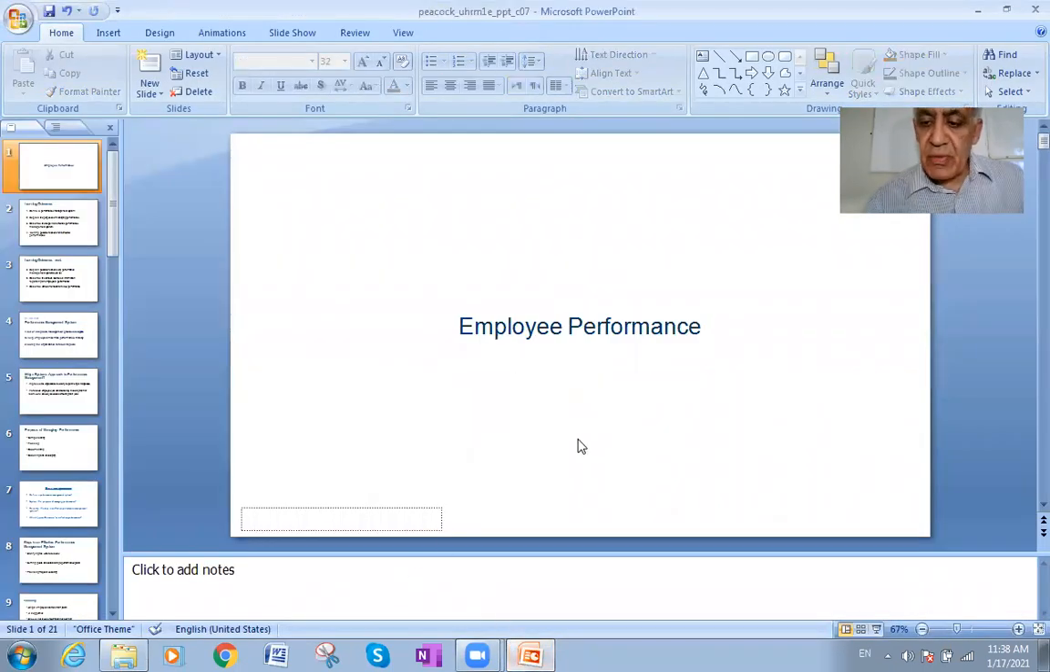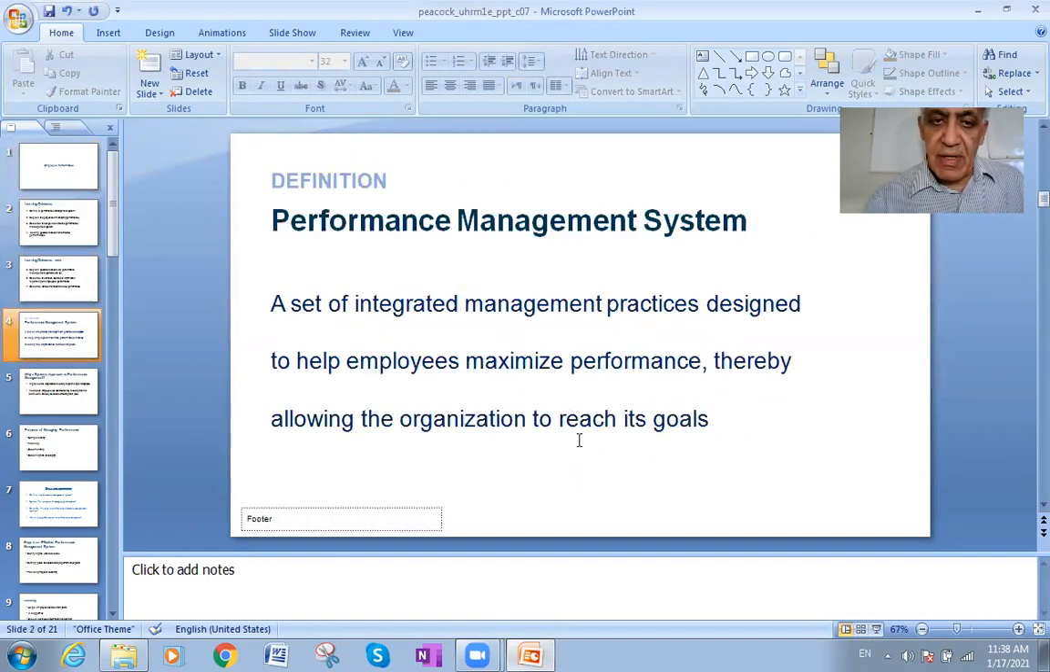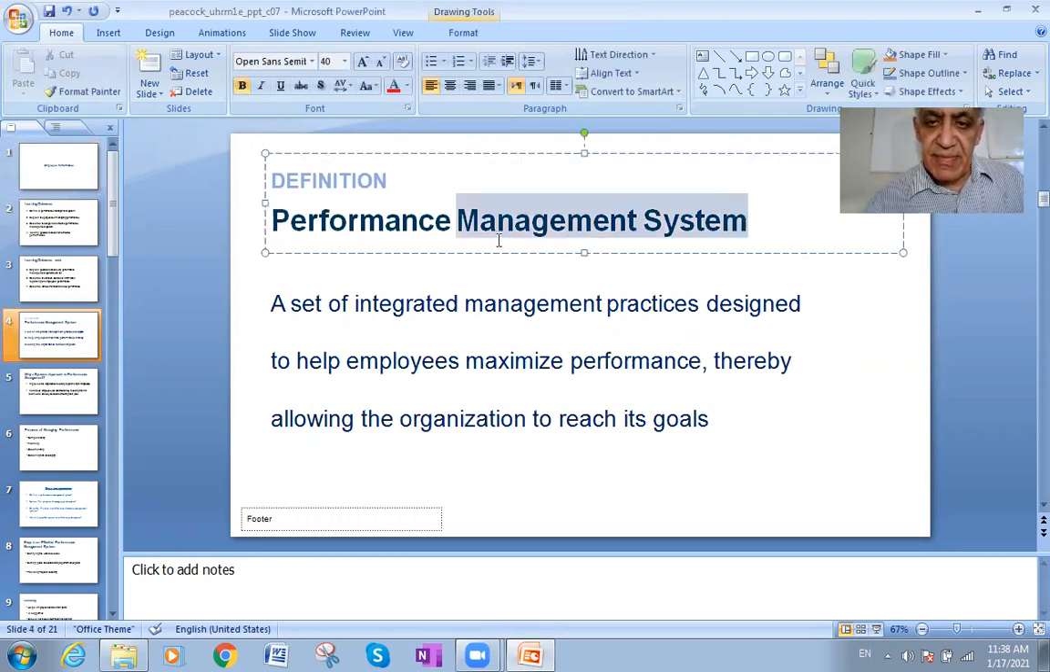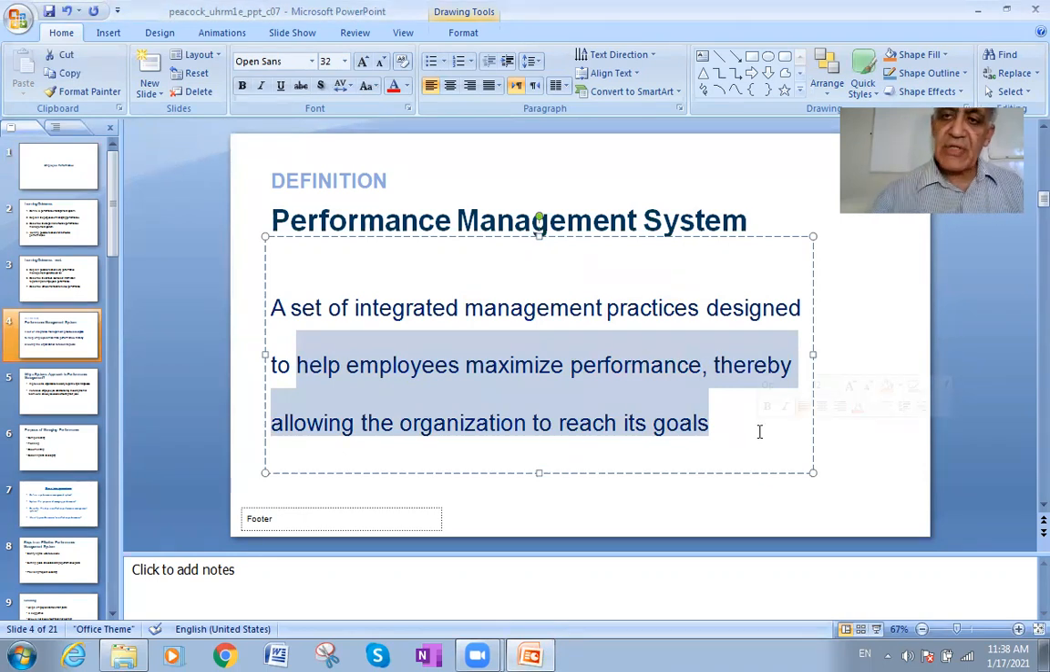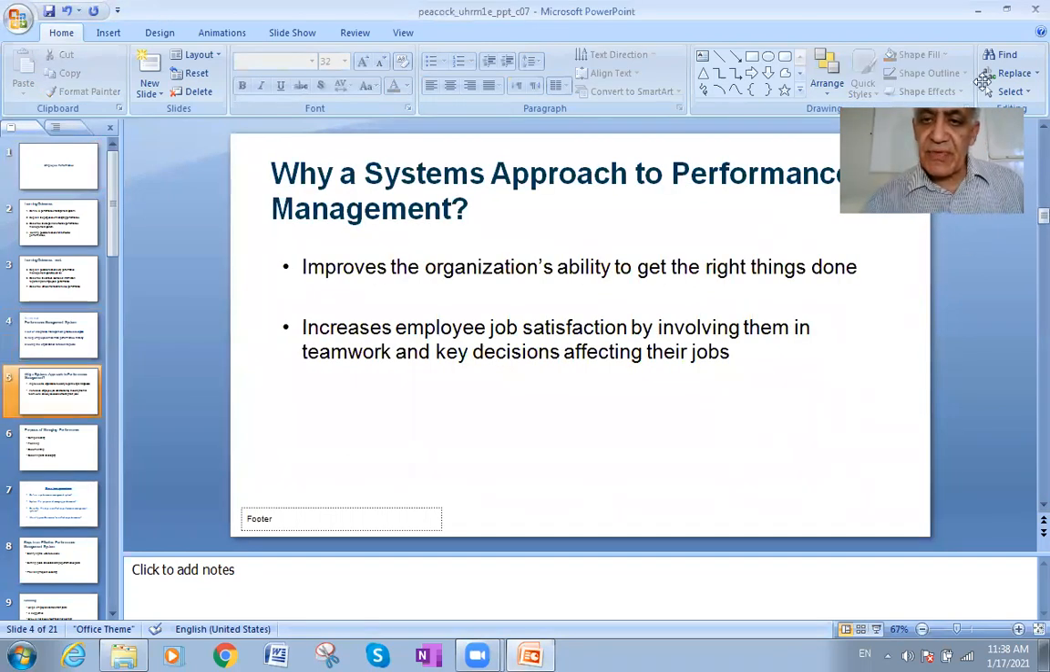So now, how will we evaluate the employees' performance? Let us go for the performance management system and check what we mean by it: a set of integrated management practices designed to help employees maximize performance, thereby allowing the organization to reach its goals. So I will put some standards which will be highly recommended because they help the employees do their job perfectly.